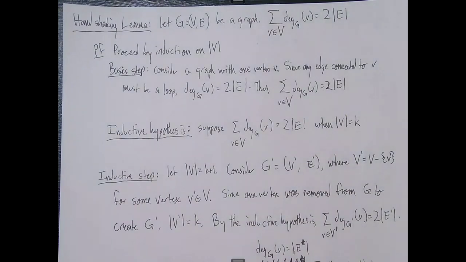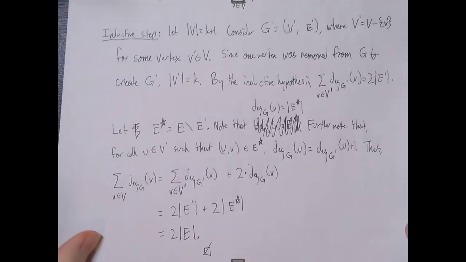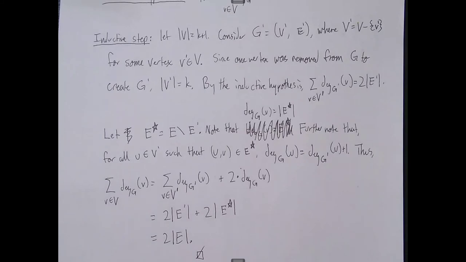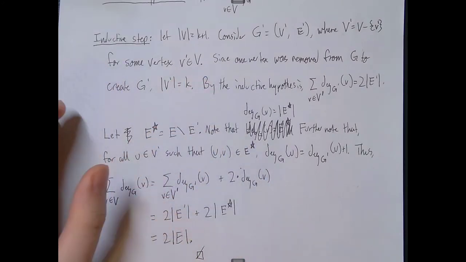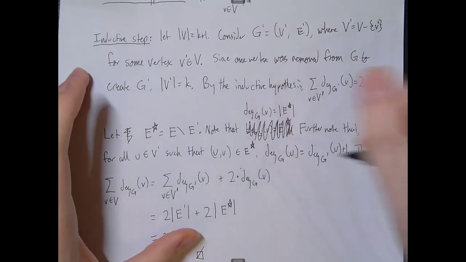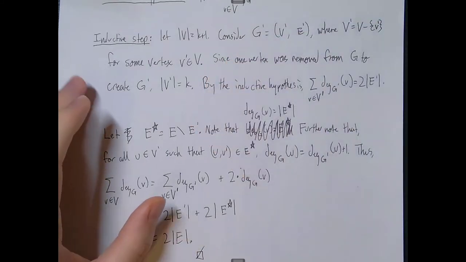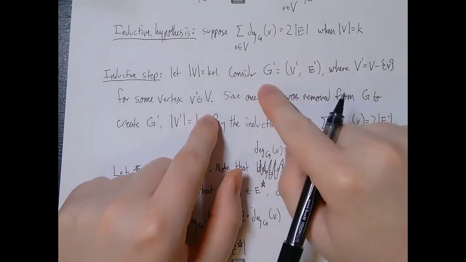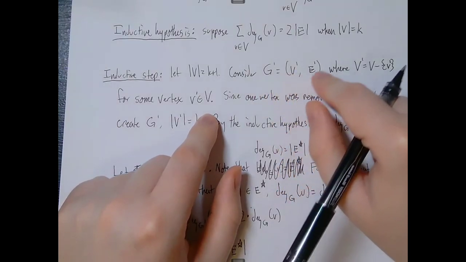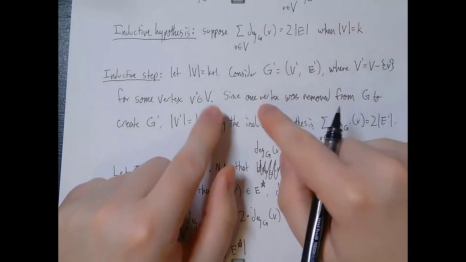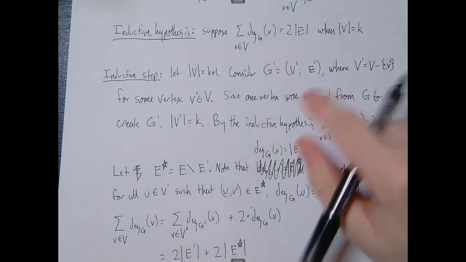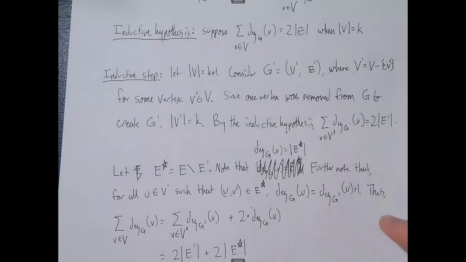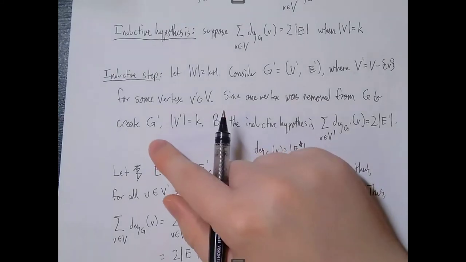Our hypothesis is that the theorem holds for any graph on k vertices, and for our inductive step, we're going to show that it holds for any graph on k plus 1 vertices. So I'm going to choose some vertex v prime in V, and then construct the graph G prime equals (V prime, E prime). Basically, the only difference between G and G prime is that I remove v prime and all of v prime's edges from this graph. So our graph G prime has k vertices.